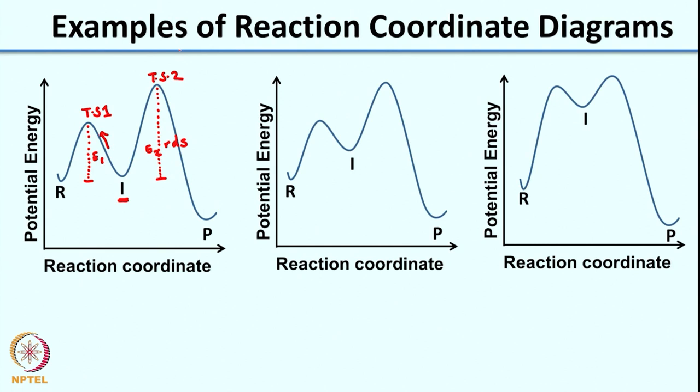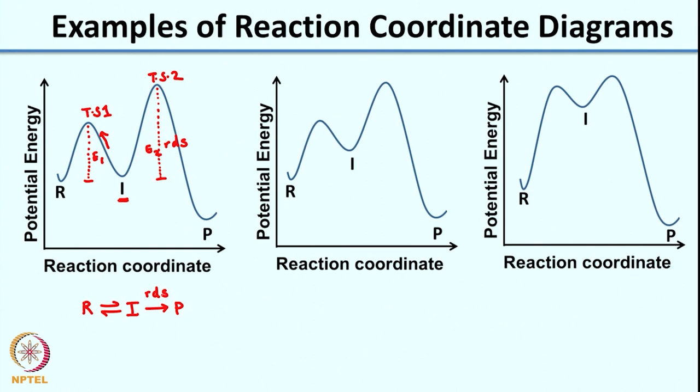So in such cases, what is observed is that you can have an equilibrium between the reactant and the intermediate before it goes to the product, and the second step would be the rate determining step. So we can again get a lot of information by looking at the relative energies of each of these transition states with respect to the intermediate and the product.